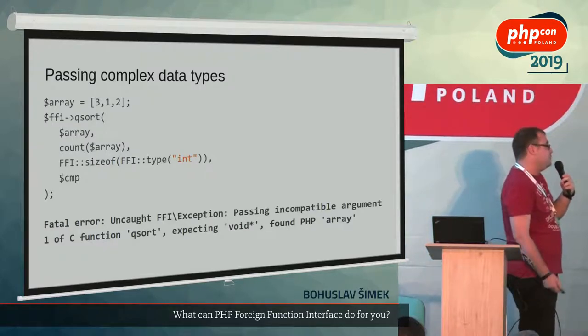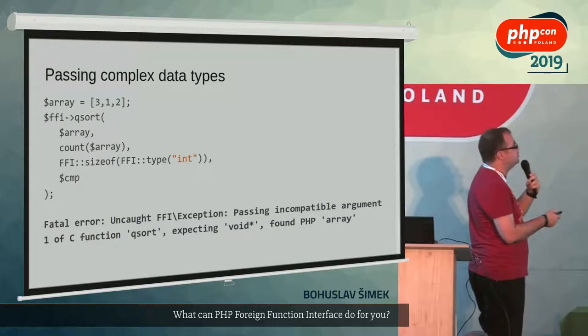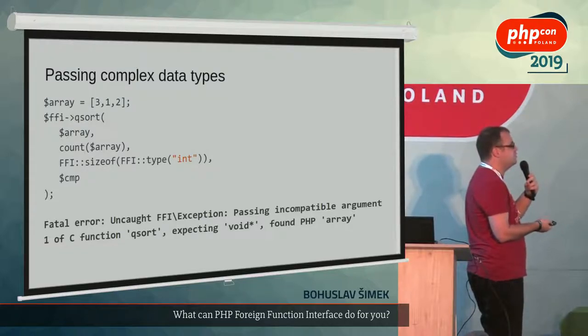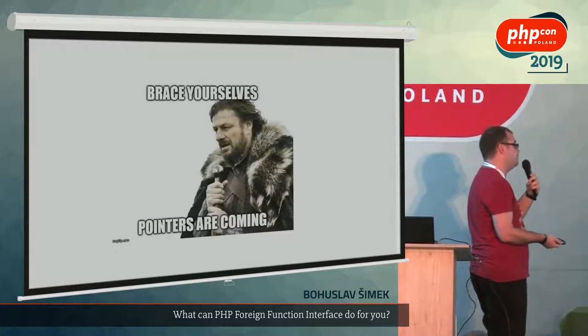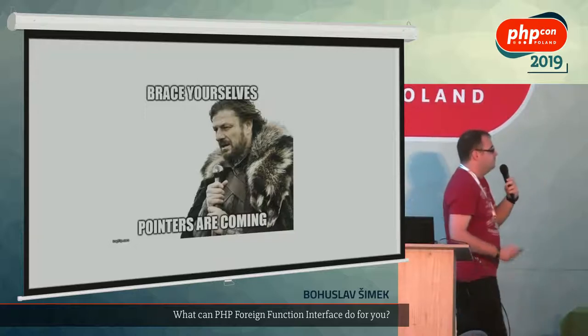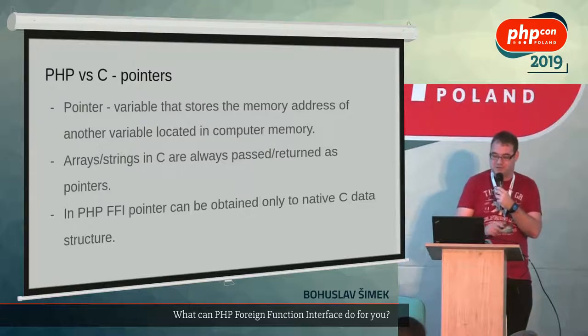And we will be a little bit naive and we will try to pass a regular PHP array into this function. And we will quickly find out that this simply won't work. There will be a fatal error. PHP will tell us, well, I am expecting a void asterisk, and I found PHP type array. Oh, so yeah, brace yourself, pointers are coming to your PHP conference.